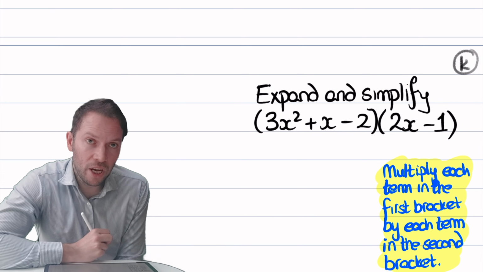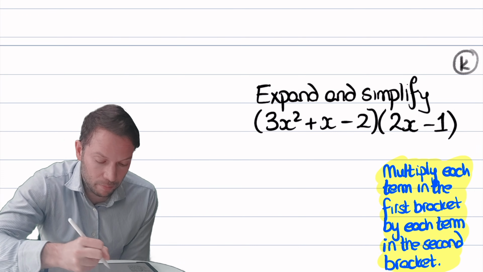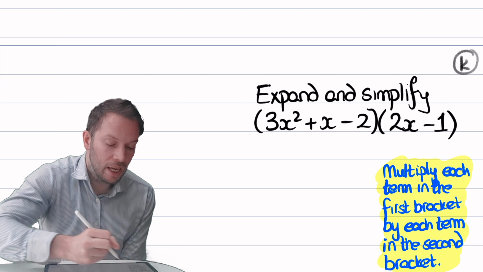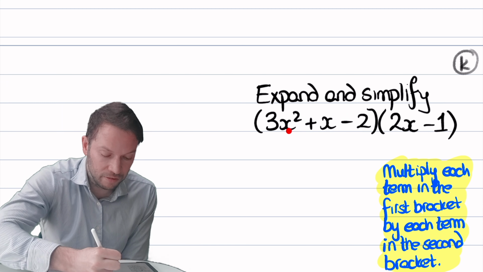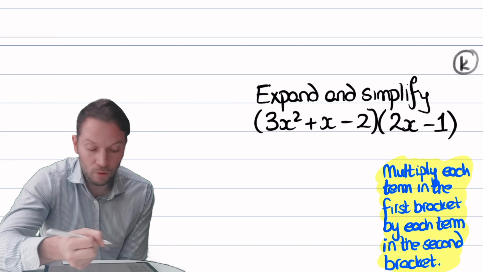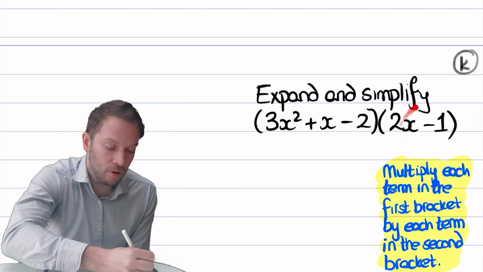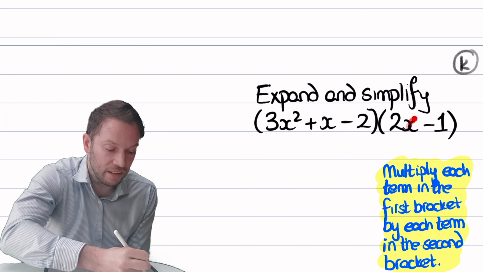Hi, in this video we're going to expand out two brackets. We're going to multiply these two brackets together, where we've got a quadratic expression in one of the brackets, so something x squared plus something x plus something or minus something, and in the other bracket we've got a linear expression which is just something x plus something.